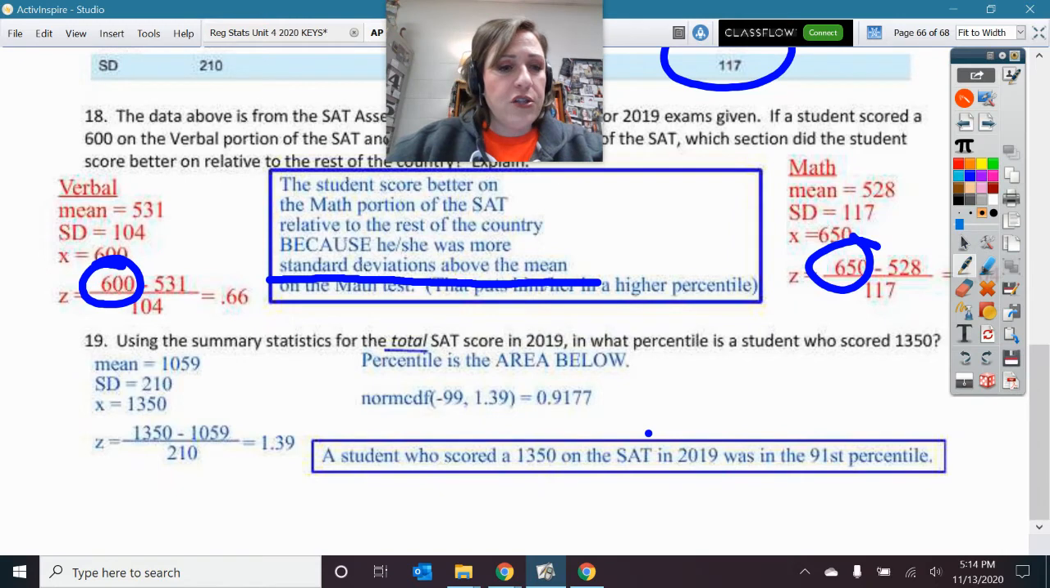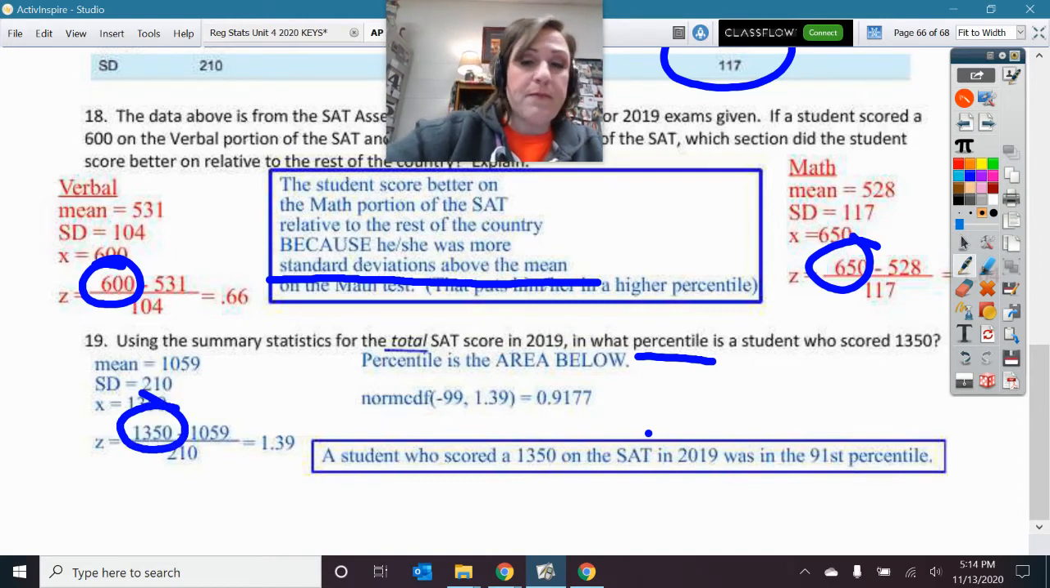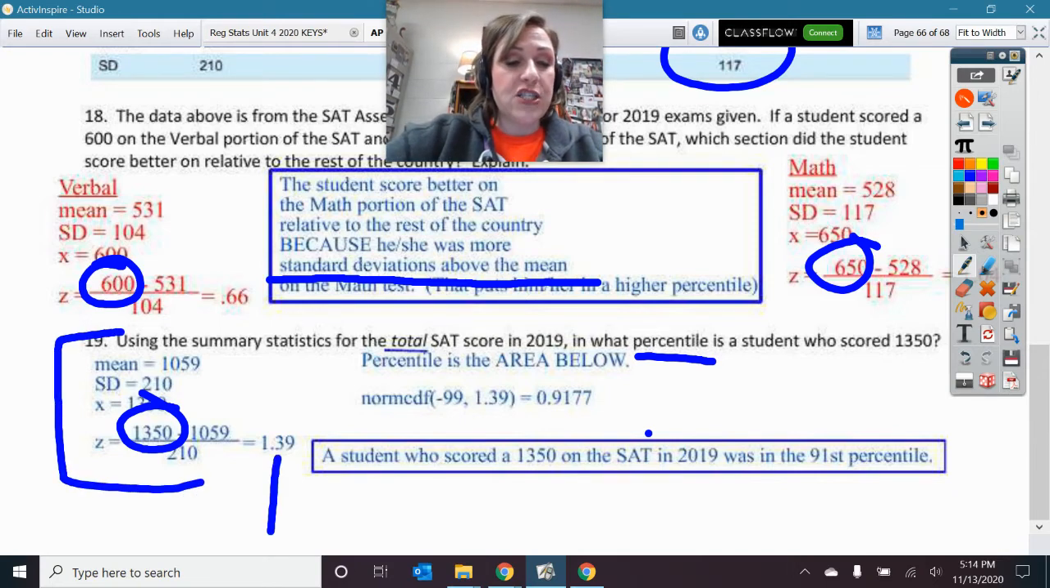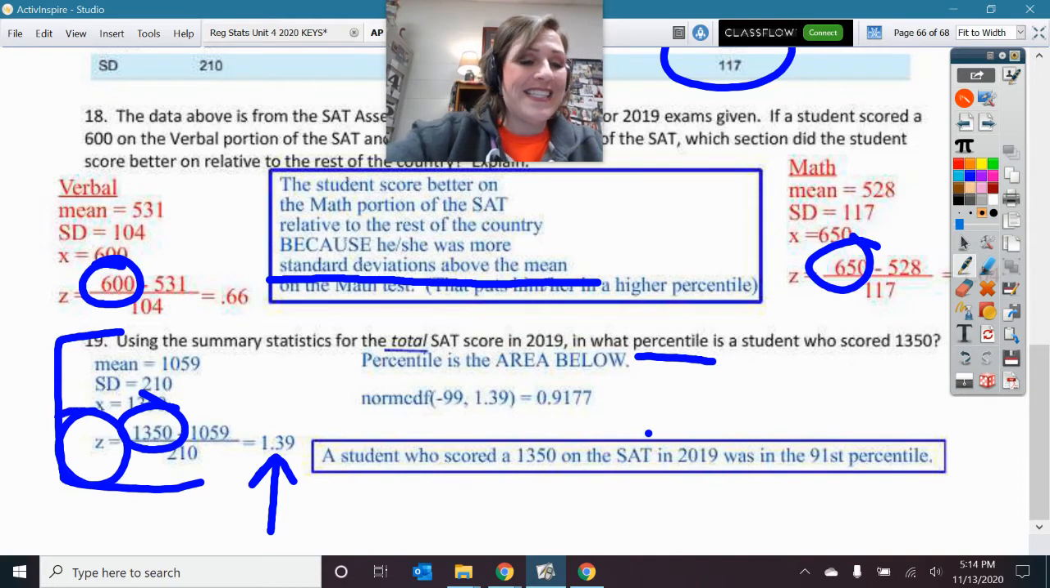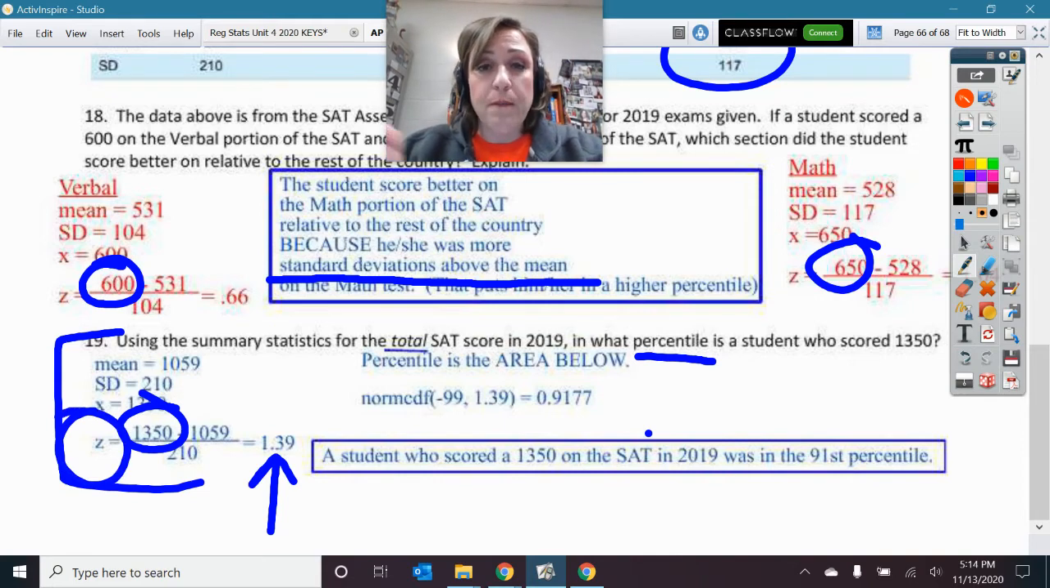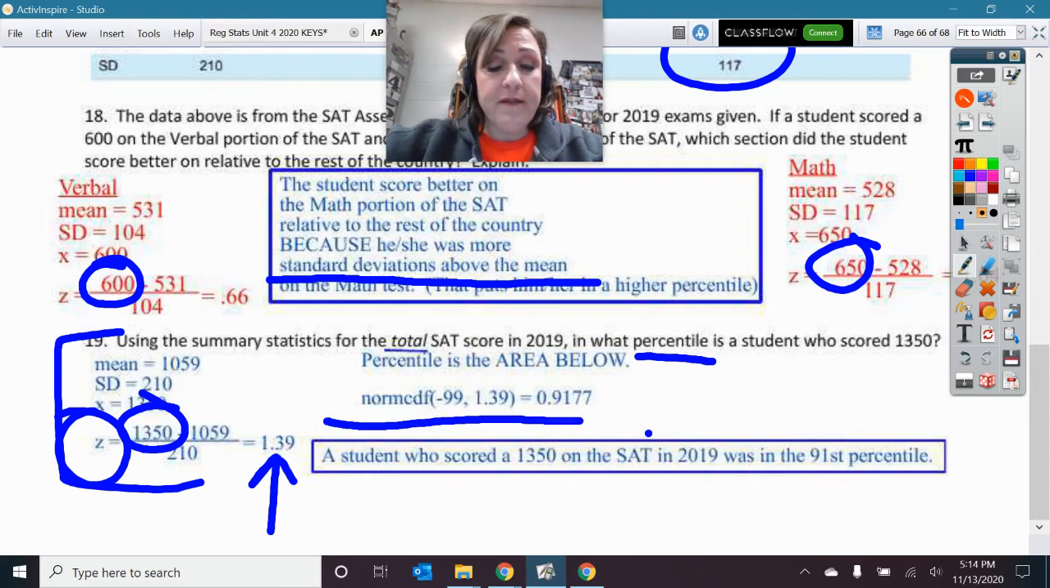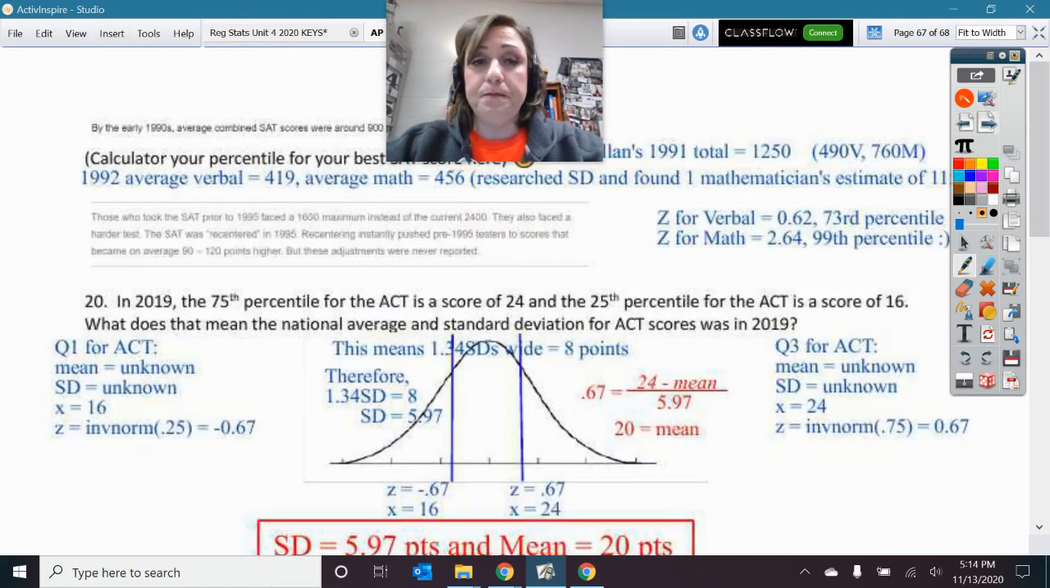All right. Use the summary total. What percentile? Percentile is area below. A student who scored 1350, so that's my X value. Remember mean, standard deviation, X, get a Z score. Don't forget to write Z equals. That Z score is 1.39. Now compute the area below. Norm CDF is that area below. So that student who scored 1350 was in the 91st percentile.